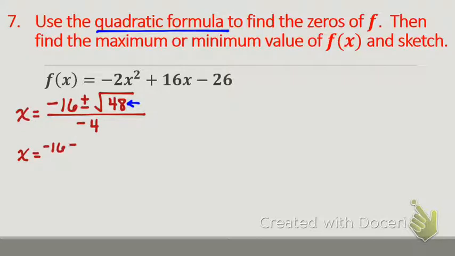So I have negative 16 plus or minus 4 square root of 3 all over negative 4, and then I can reduce that, because everything that's outside the radical can all be divided by what? Negative 4. I would divide it by the negative since that denominator is a negative. So I would get x equals 4, because that's going to change it to a positive. Oh, thank you.